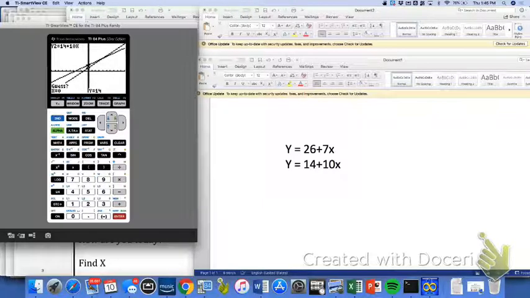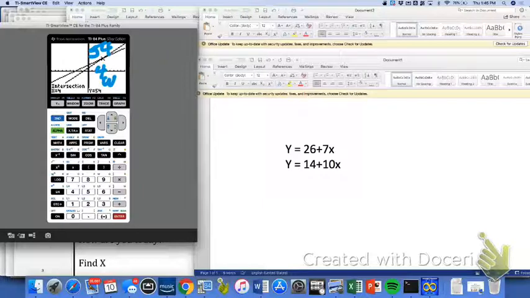Take a guess. I'm pretty close to the intersection point, so I'm scooting my way up. Hit enter. So my intersection point is (4, 54). So what does that mean in terms of the situation? My x-axis, I'm sorry, is weeks. So that means at 4 weeks, they'll both have $54, okay?